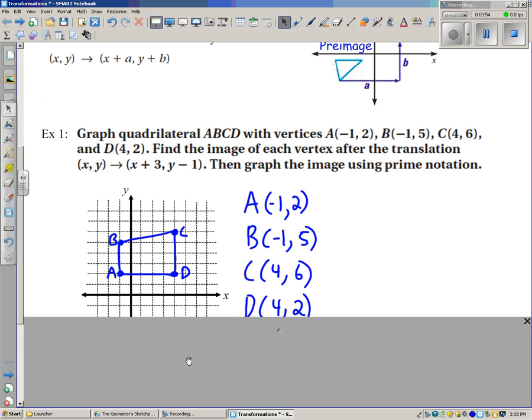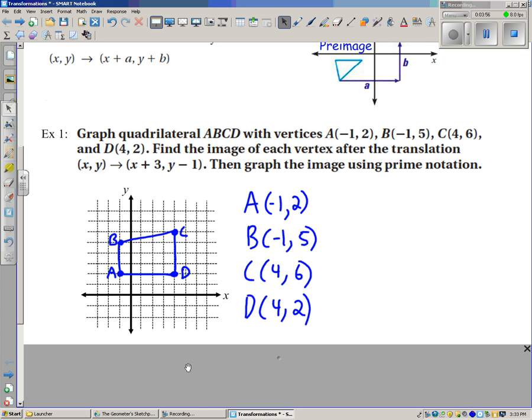Let's take a look at our first example. Read over that for a moment. So we've got a quadrilateral ABCD. We have 4 vertices. And we've also got a rule that we're going to use to translate it. Well, that rule specifies what you're going to do to each of the x's and what you're going to do to each of the y's. It also tells us to use something called prime notation.